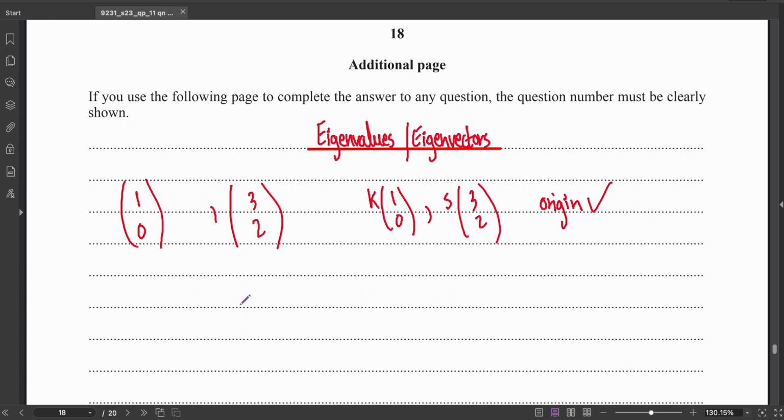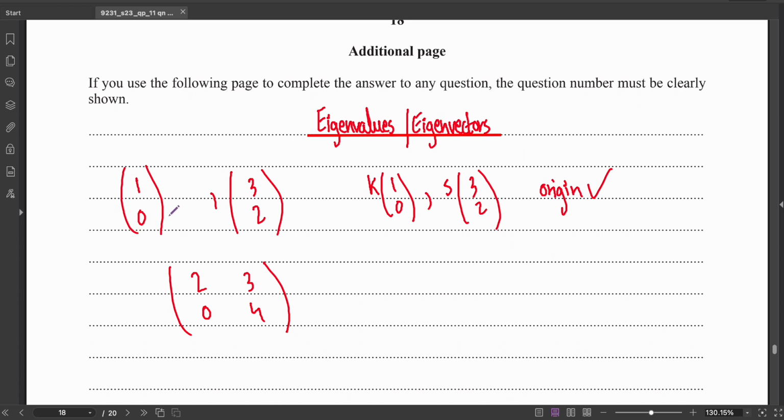If you apply the matrix 2, 3, 0, 4 to any of these points, to any of these vectors right here, and then you draw the line between the point and the resulting answer when you apply the matrix, the line will go to the origin.